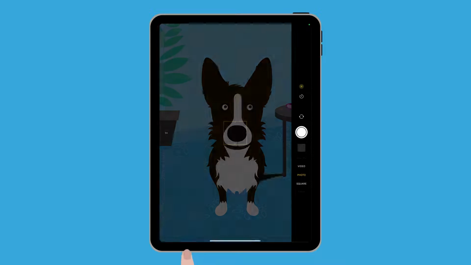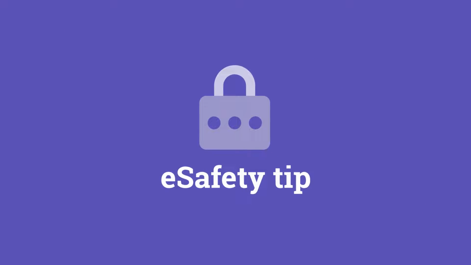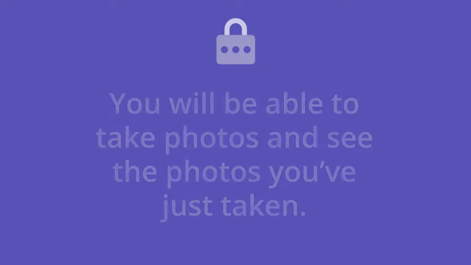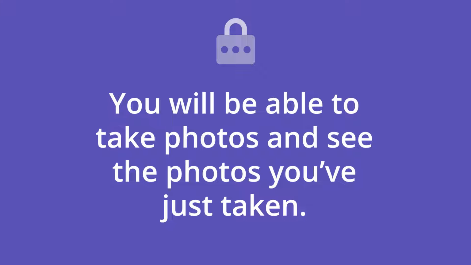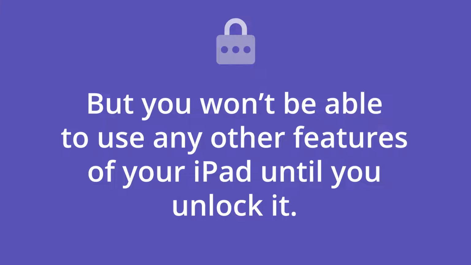To get started, let's look at how to quickly access the camera on your iPad when it's locked. With your iPad showing the lock screen, simply swipe left to open the camera app. When you open the camera app from the lock screen, your iPad is still locked. You will be able to take photos and see the photos you've just taken, but you won't be able to use any other features of your iPad until you unlock it.